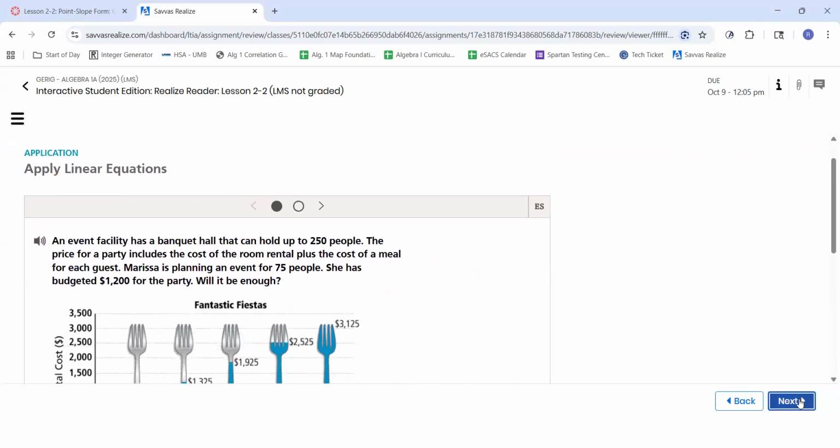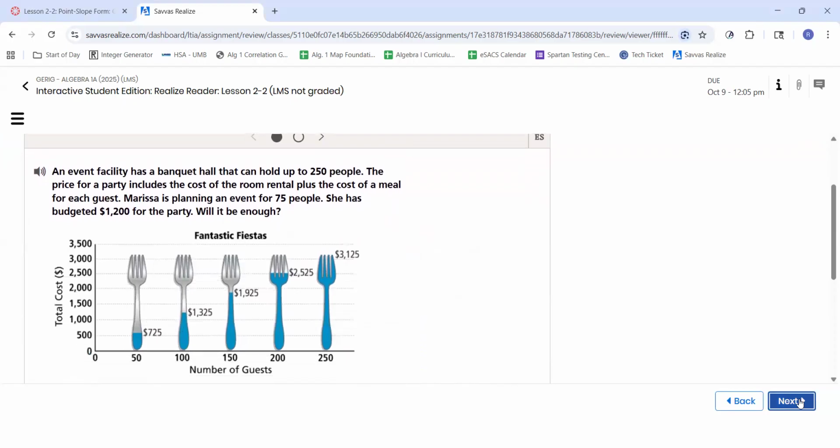Word problems. I got a word problem here. An event facility has a banquet hall that can hold up to 250 people. The price for a party includes the cost of the room rental plus the cost of a meal for each guest. Marissa is planning on an event for 75 people. She has budgeted $1,200 for the party. Will it be enough? So what I've got here is a bunch of points.